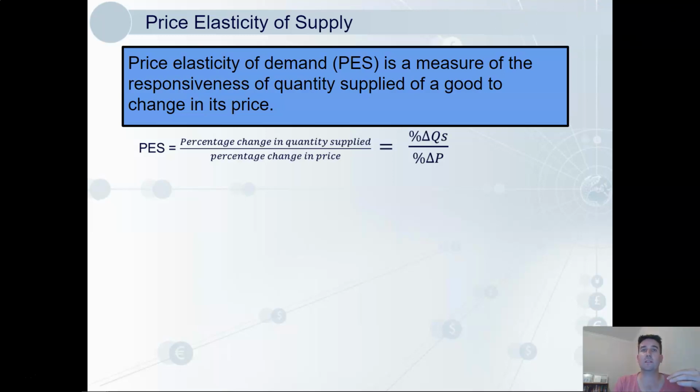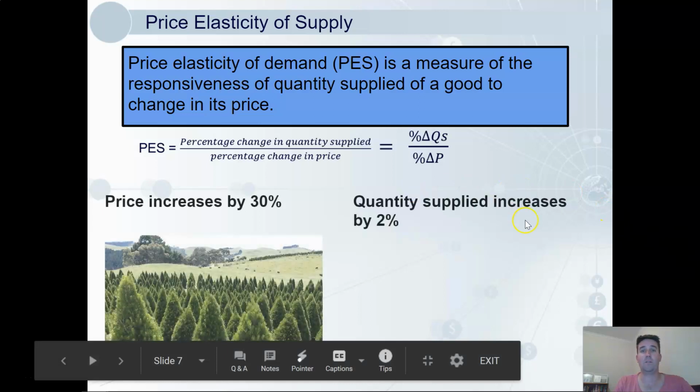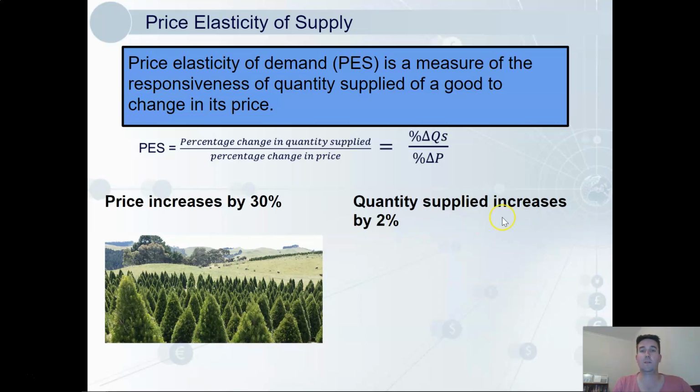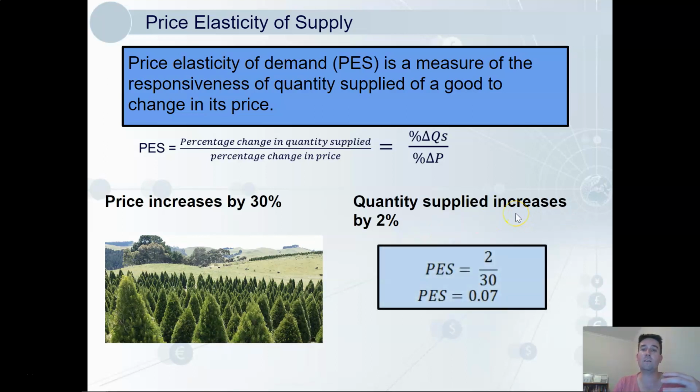Let's take Christmas trees as an example. One year, due to extra demand, the price increases by 30%, and quantity supplied increases by 2%. Okay, 2 over 30 is 0.07, and we follow the same rules as PED, where a value of less than 1 is inelastic. So why would supply be so unresponsive? Shouldn't the farmers want to sell more if the price increases and make some of that juicy profit? To answer that, we'll examine the determinants of PES.